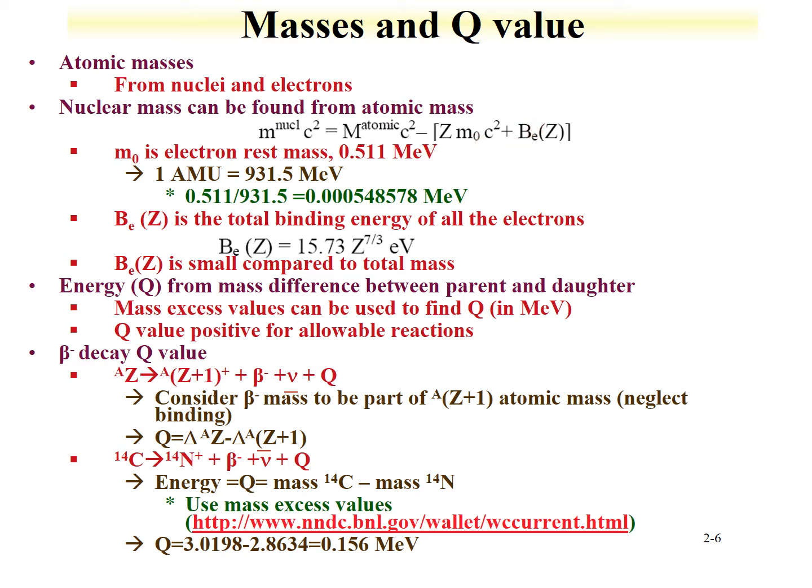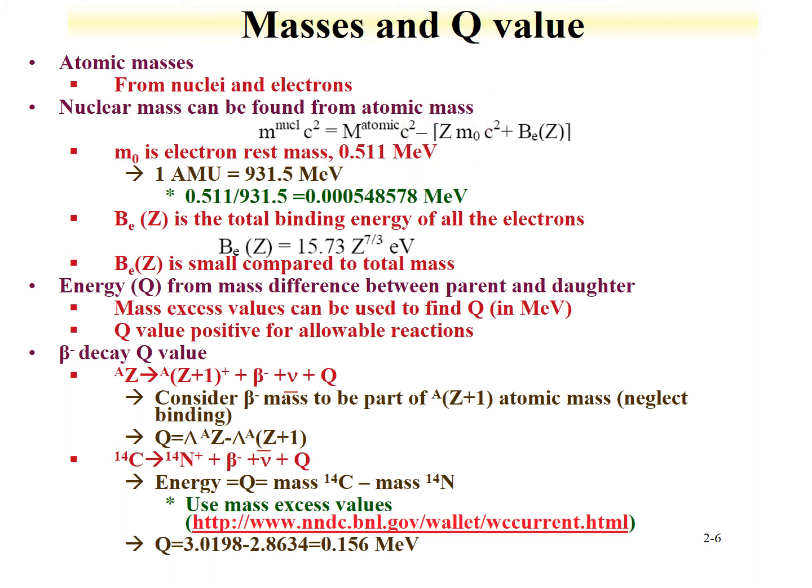Now the electron rest mass is about half an MeV. We know that atomic mass unit is about 1,000 MeV, so the 0.511 MeV electron mass divided by 931.5 MeV is a pretty small number, 5.5 times 10 to the negative 4. So the fraction of the mass that the electron has compared to one nucleon is pretty small. So in that regard, eliminating the electron mass from this equation makes sense.